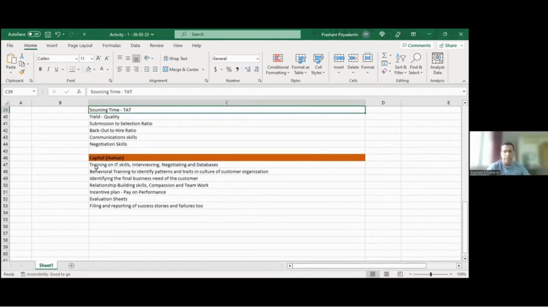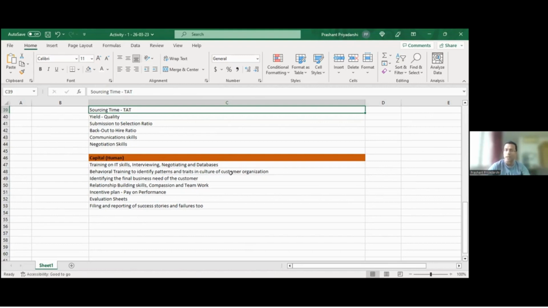Now the human capital part, which is developing the entire human capital. Training on IT skills, interviewing, negotiation skills, databases, how to use them, how to quickly source resumes from, say, LinkedIn or Naukri, different databases. ChatGPT also helps. Then behavioral training to identify patterns and traits and culture of the customer organization.